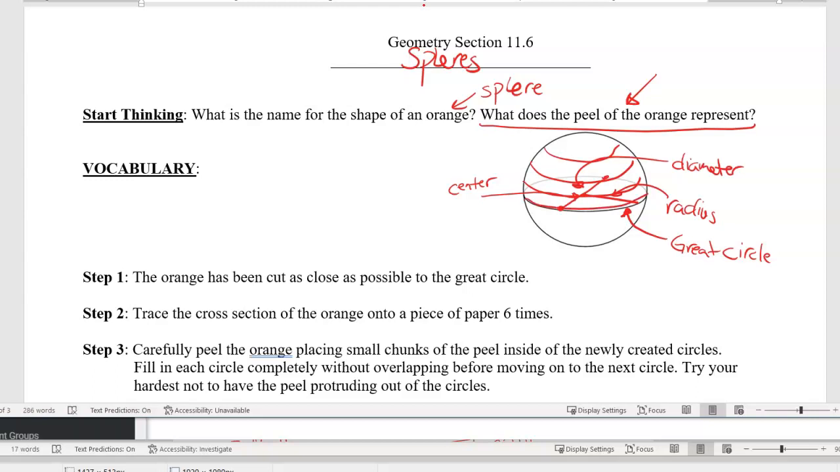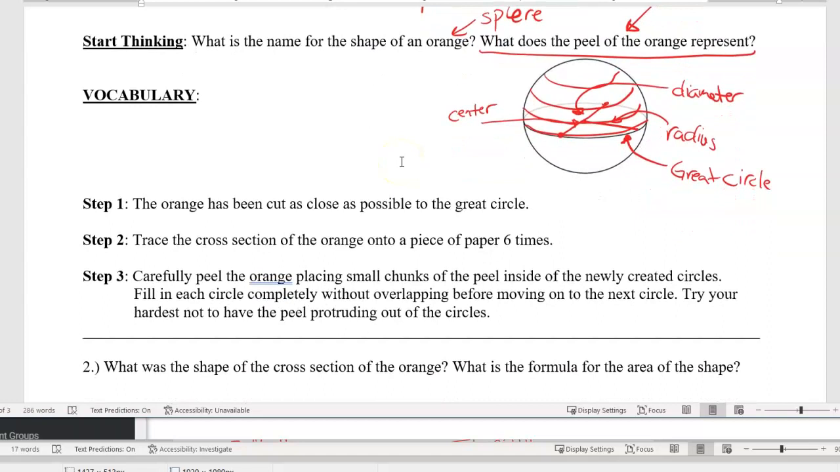Okay, now for the hands-on activity that the kiddos did in class. First things first, what does the peel of an orange represent? And if it's between volume and surface area, we know that's going to be the surface area. And here is basically the activity that the students did in class. The first part says you have an orange that's been cut as close as possible to the great circle. So I went over and cut the orange right around here for the kiddos, and I handed it to them.